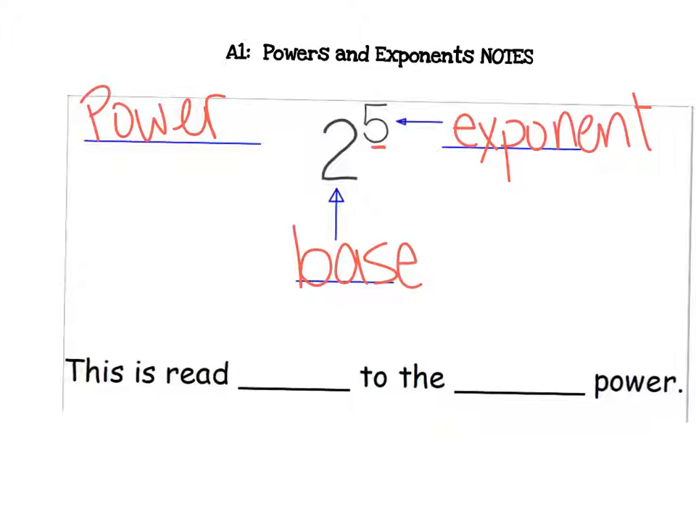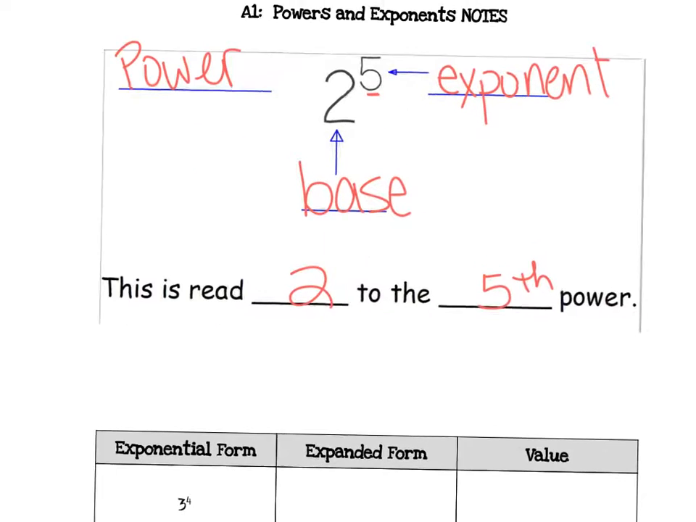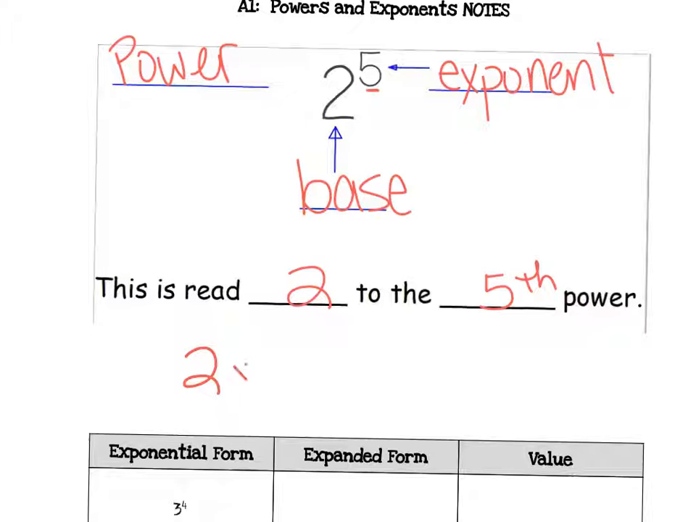Okay, so this is read 2 to the 5th power, and it means 2 times 2 times 2 times 2 times 2. So the base number, 2 in this case, is what is getting multiplied, and the exponent will always tell you how many times to multiply that number.